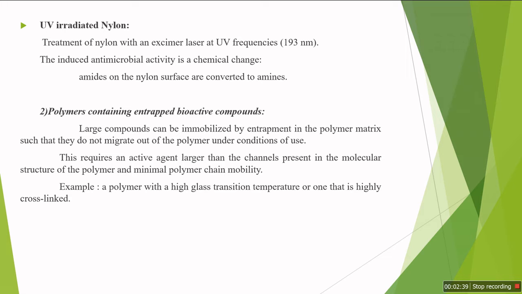In the case of polymers containing entrapped bioactive compounds, large compounds can be immobilized by entrapment in the polymer matrix such that they do not migrate out of the polymer under conditions of use. It requires an active agent larger than the channels present in the molecular structure of the polymer and minimal polymer chain mobility. For example, we can take a polymer with a high glass transition temperature or one that is highly cross-linked.